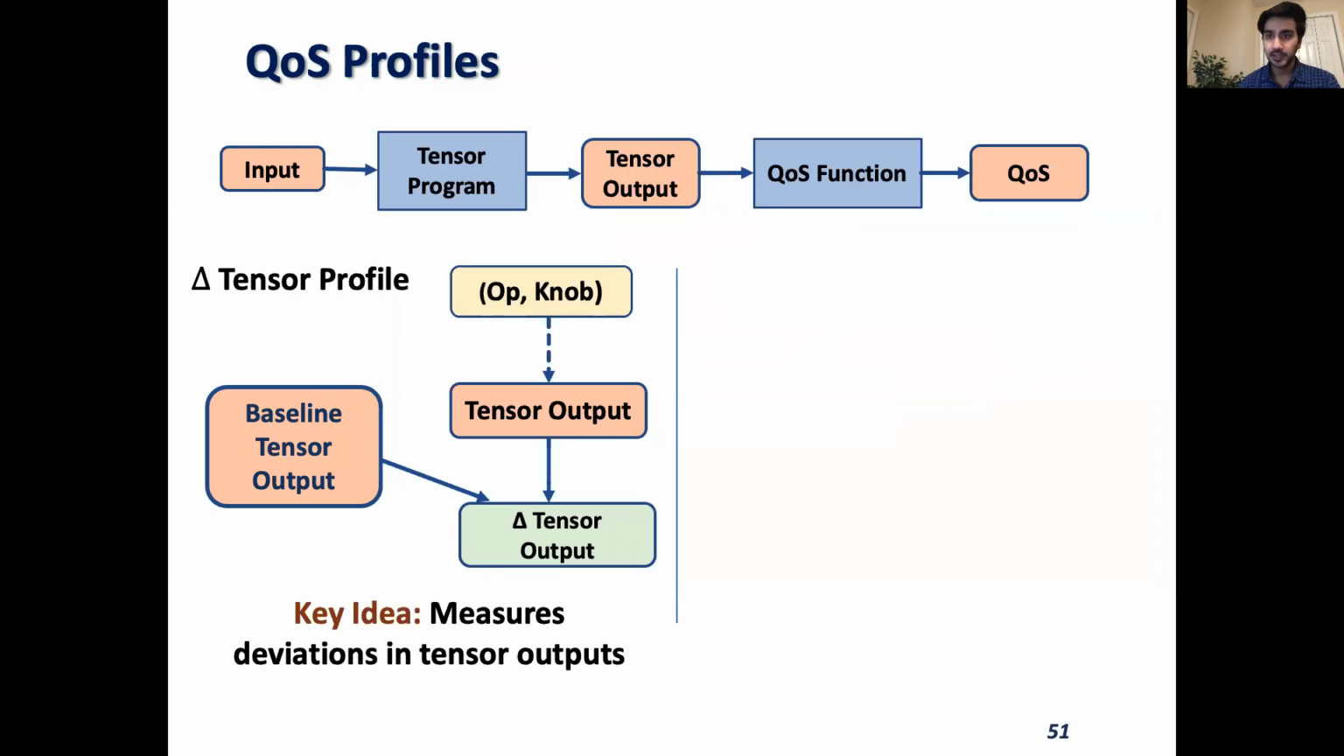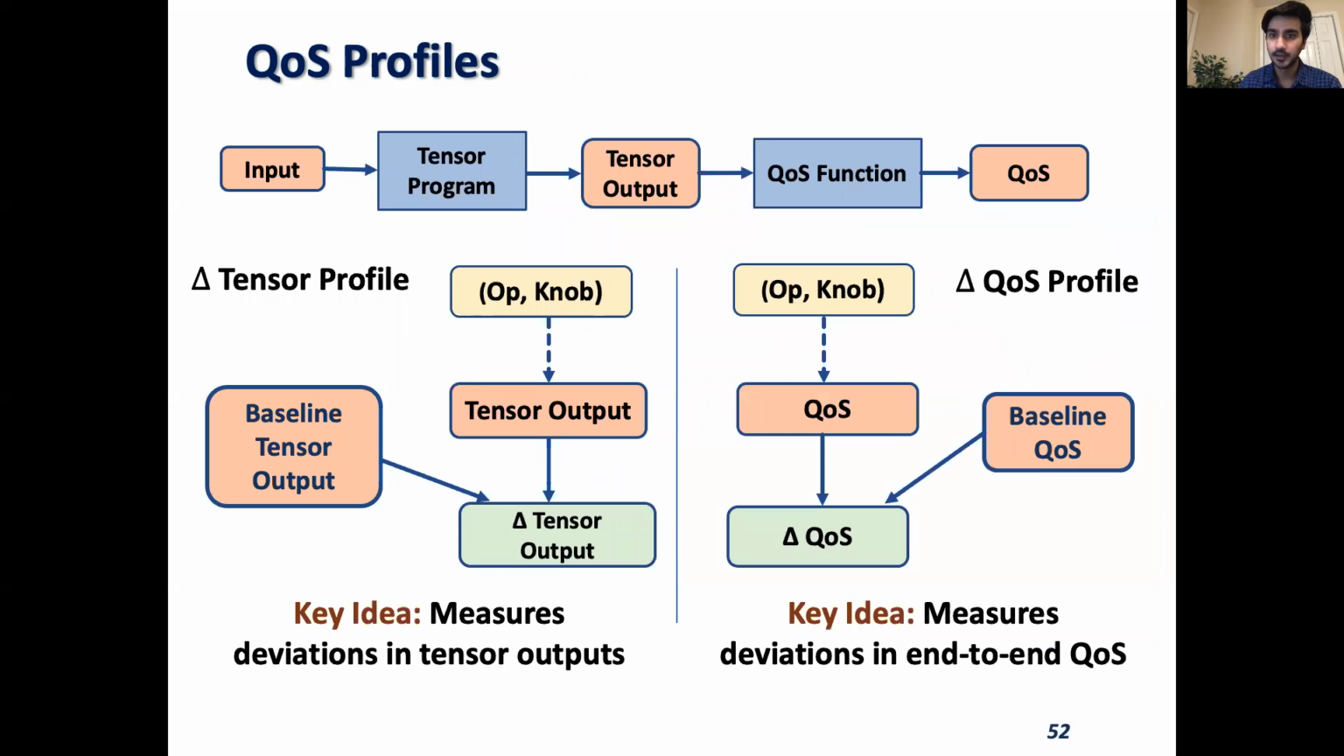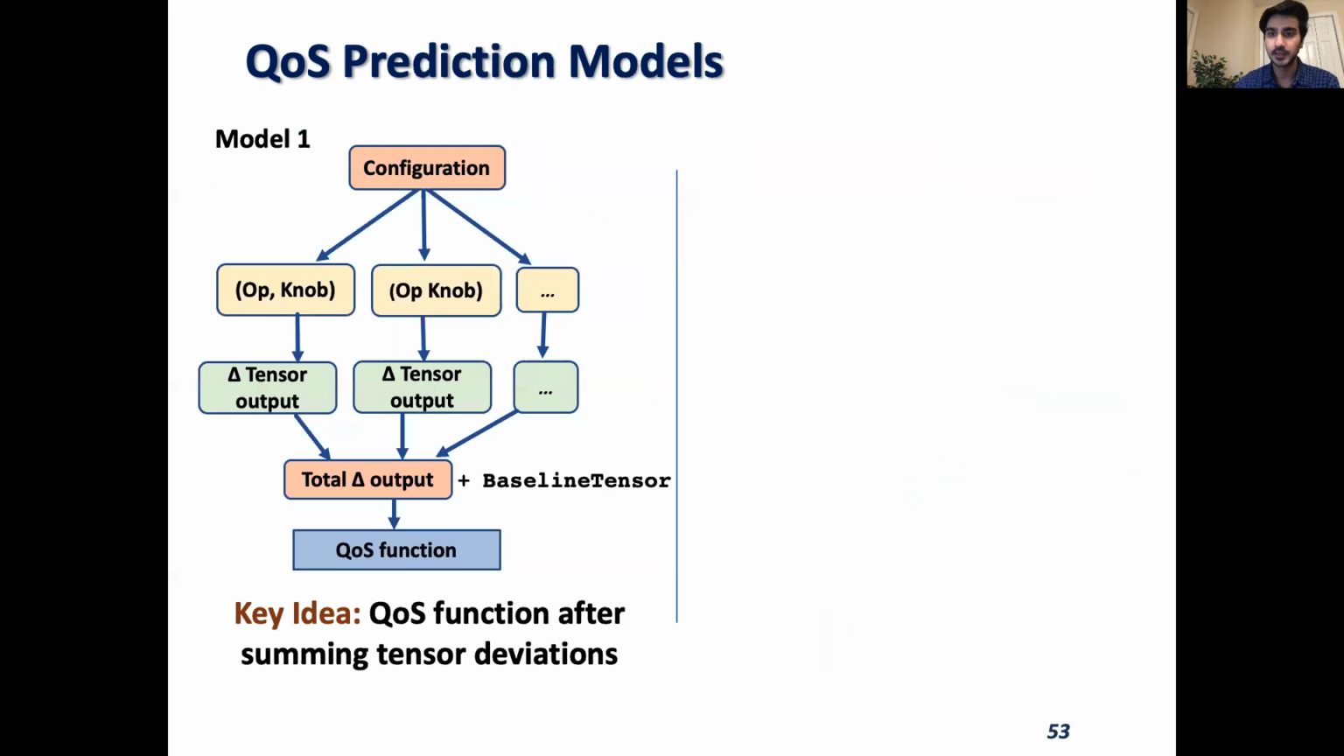In the QoS profile collection phase, we gather 2 different QoS profiles. These profiles are collected such that a single operation is approximated at a time with a particular approximation knob. The first profile is a delta tensor profile that measures the deviations in the raw tensor outputs relative to the baseline tensor output. The baseline tensor output is the program's raw tensor output when no approximations are applied. The second kind of profile is a delta QoS profile that measures the deviations in the end-to-end QoS compared to the baseline. For instance, for neural networks, it would measure the loss in inference accuracy compared to the baseline with no approximations.